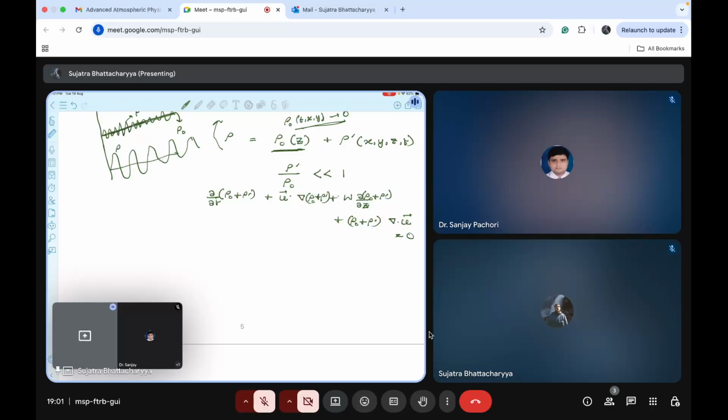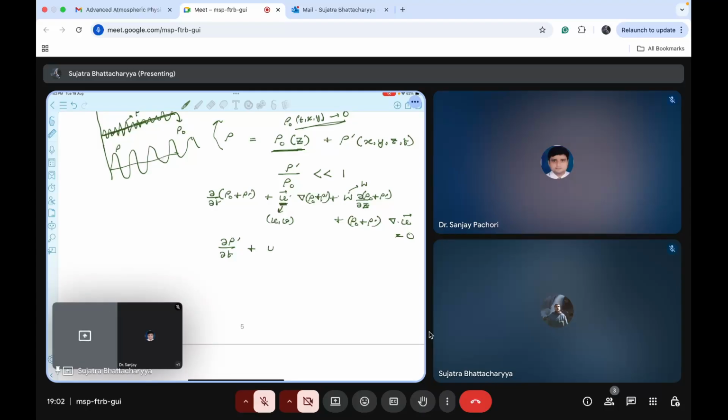Tell me, this rho naught, is it a function of time? No, we have not considered that. We have said that it is 0. So delta rho dash by delta t. If you differentiate a constant, it will be 0. Plus, now this u which we are writing here consists of u and v, and this is w. So just writing it in a different way.